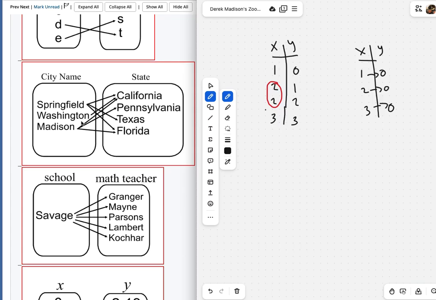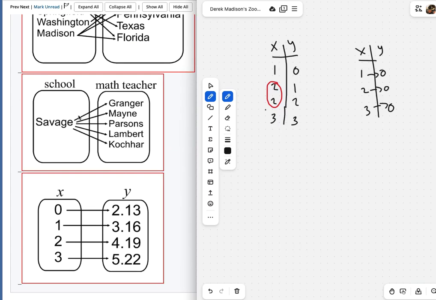This one we talked about isn't a function. And Madison likewise: if the city's Madison, what state is it in? It could be California, Pennsylvania, or Florida, it looks like. And so that's not a function, because for each input there's more than one output. Likewise here, for this input there's more than one output. This one's actually one-to-one: for each input, there's just one output all the way down. So hopefully that helps a little bit.